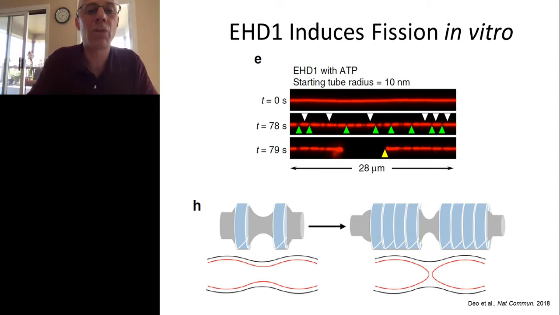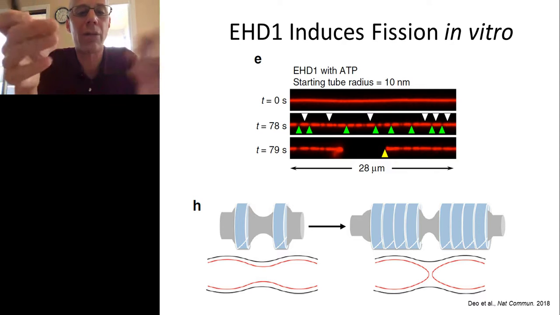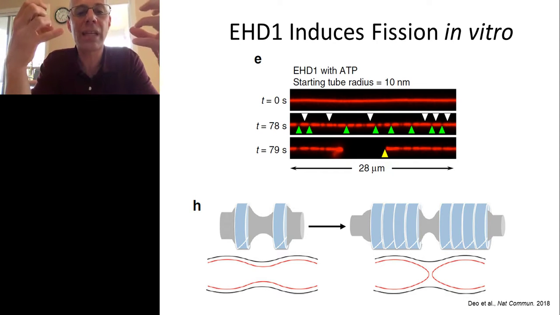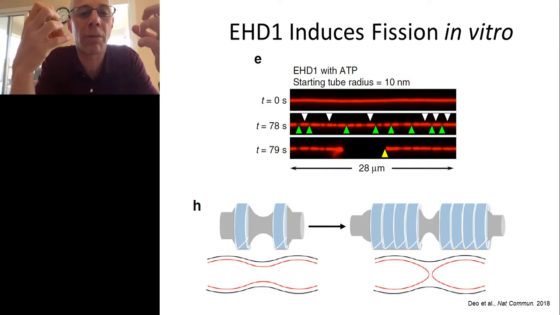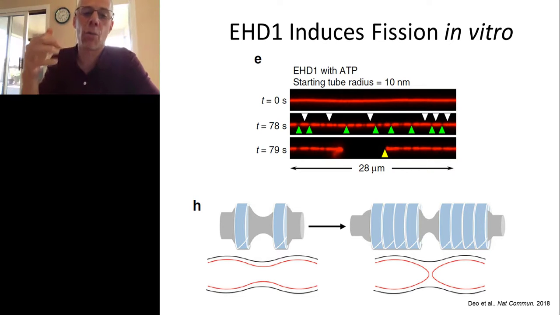time, you start to see, this is 78 seconds in the middle panel here, you can start to see where those arrows are showing areas that are prone to fission, where the EHD1 is involved in the cleavage or the fission of these membrane structures. The other areas shown by white are areas where we get the thickening of the membrane, where EHD1 probably accumulates to exert force on the membrane.